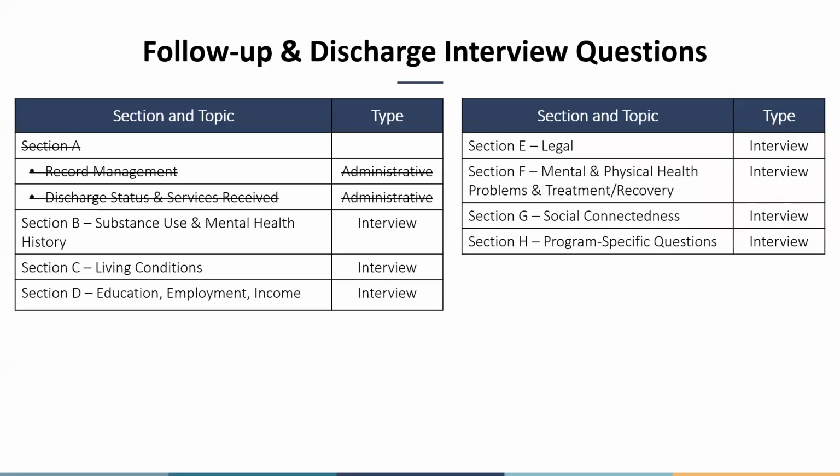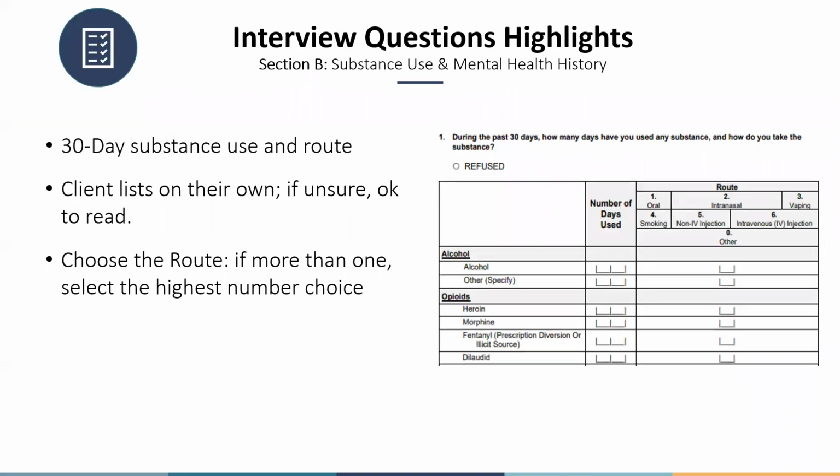All right. So here are sections B through 8, and these are the interview portions of the follow-up and discharge GPRA. For these next slides, we're going to provide an overview of what each of these sections contains with some sample screenshots, and feel free to follow along. So section B, substance use and mental health history, starts on page 10. This long table lists 10 types of substances and seeks to determine the number of days the client reports using that substance in the past 30 days. And that's why marking off a calendar, say from April 1st or April 15th to now, might be helpful as a prompt for your clients.